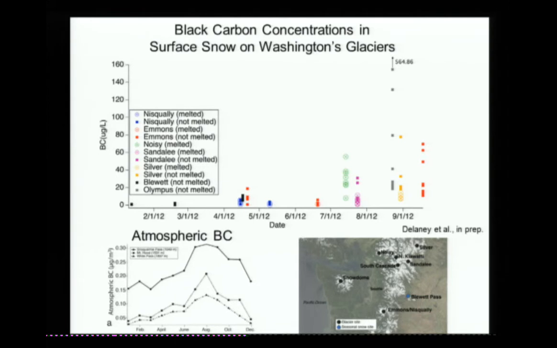What I'm showing here is over the course of 2012, this was all work that Ian Delaney had done in collaboration largely with Mike Larrabee. We saw that there was a real increase in black carbon concentrations on the glaciers as we continue into the summer. The reason for this is that during the summer, we've got very little precipitation falling, and then we've got much higher atmospheric concentrations of black carbon that we see here on your bottom left. Combined with the melt that's occurring on the glaciers, we are basically seeing that these light-absorbing impurities are really increasing their effects later into the summer.